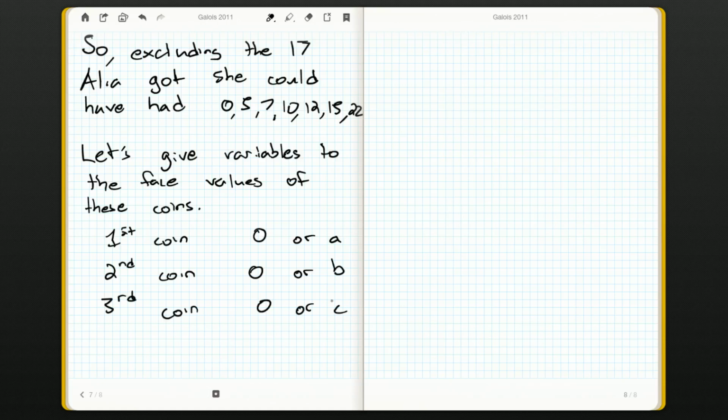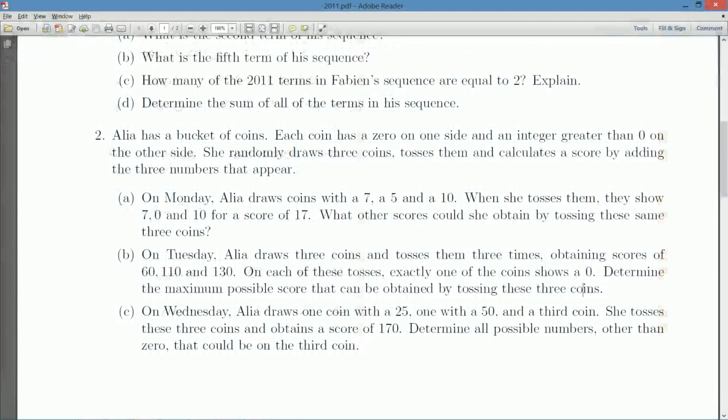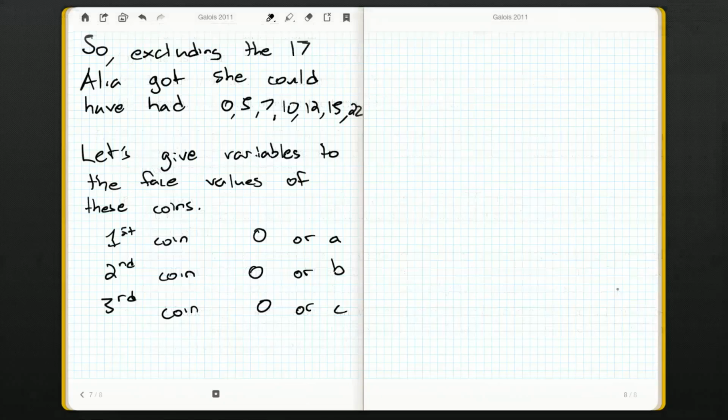And we have to be very particular. We're not asked to figure out A, B, or C. Let's reread the question. Determine the maximum possible score. Well, the best possible score, and we're going to make a note of this because we should be explaining what we're doing in our reasoning. The best possible score is going to be obtained when we have no zeros.